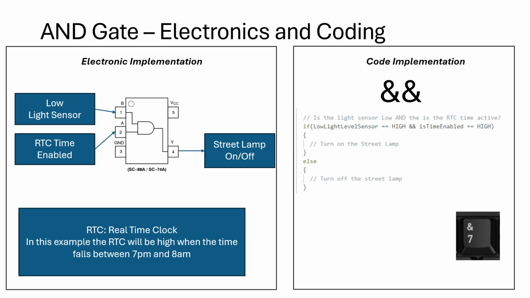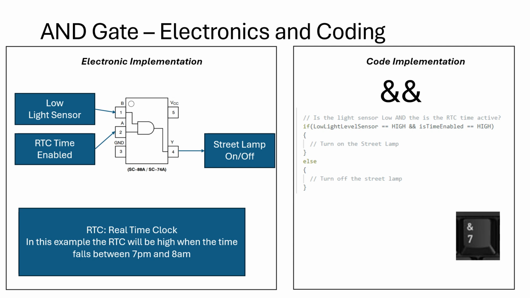Okay, now let's say there was a storm coming in and the light level drops. Okay, so the low light sensor now goes high because the light level is low. Okay, the clock, it's still 4 p.m. The clock is still low because it does not fall between the 7 p.m. and 8 a.m. We have an AND gate on here.